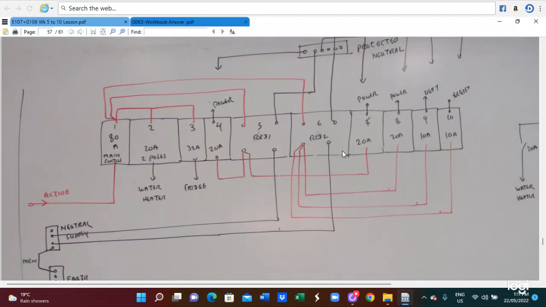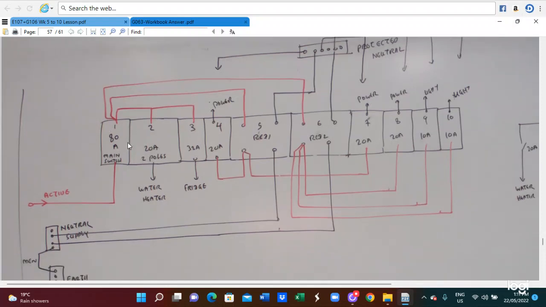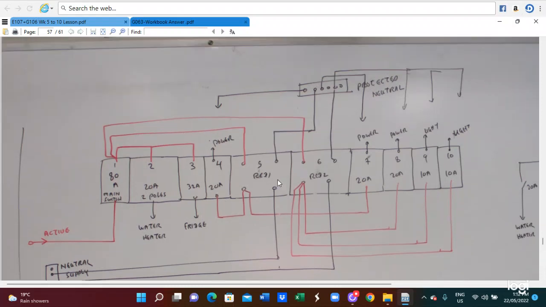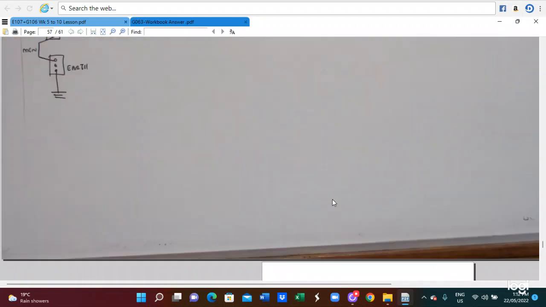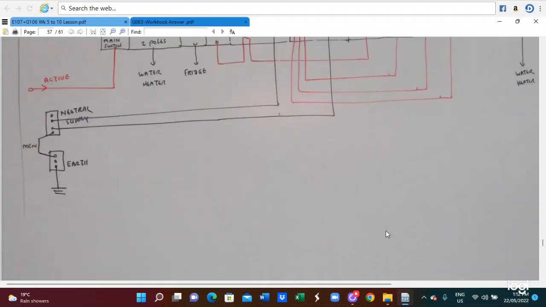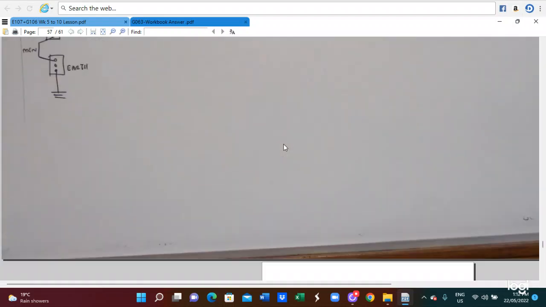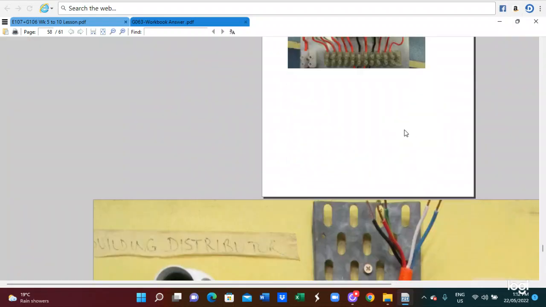So this is for the typical case of RCD and the switch protection system, RCD and supply, and also there will be the active wire, neutral wire, and the ground wire as a connection. So this is the VS connection diagram. Here is a circuit diagram. So this circuit diagram, this is a VS connection diagram.